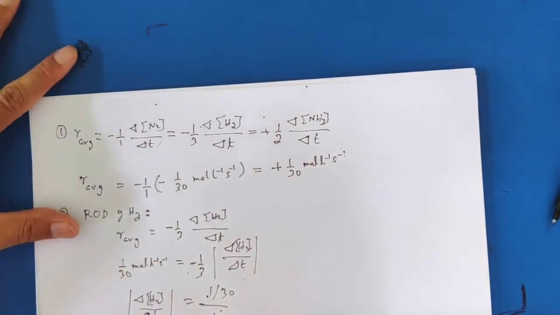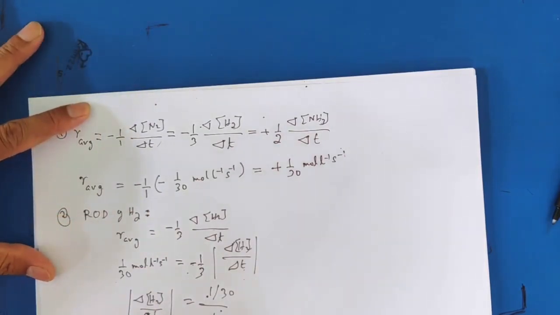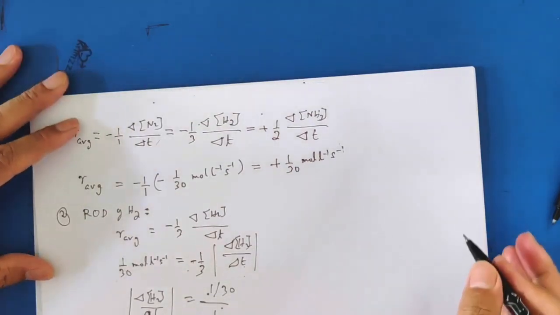So rate of disappearance of, okay, this one. What is this? This is rate of disappearance of a reactant, which is hydrogen. So the rate of disappearance of hydrogen is 1 by 10 mole liter inverse second inverse.